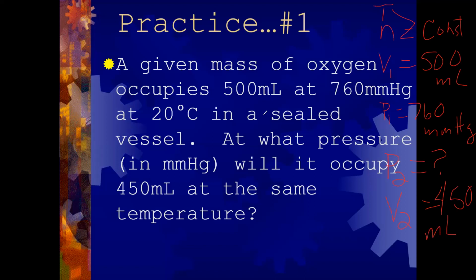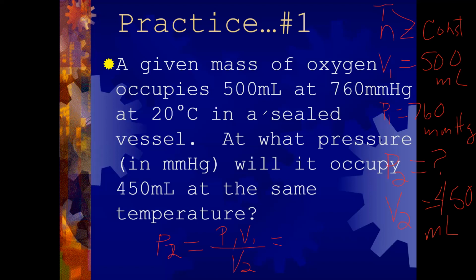So we know that P1 times V1 is equal to P2 times V2. So to solve for P2, that would be equal to P1 V1 over V2, right? And that's going to be equal to, let's multiply 760 times 500.